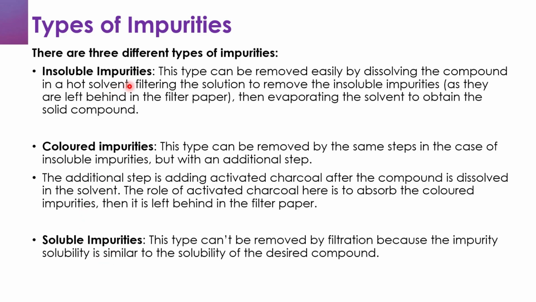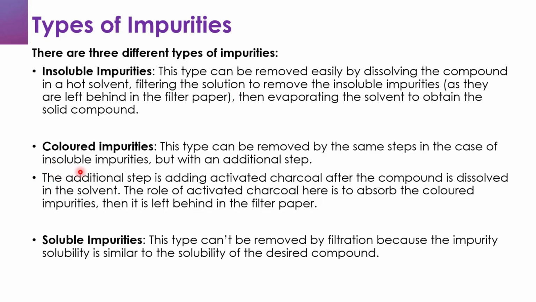For insoluble impurities, this type can be removed easily by dissolving the compound in a hot solvent, filtering the solution to remove the insoluble impurities, as they are left behind in the filter paper, then evaporating the solvent to obtain the solid compound. Because they are insoluble, they will not dissolve in the solvent. So by using filter paper or gravity filtration, we can easily separate them.